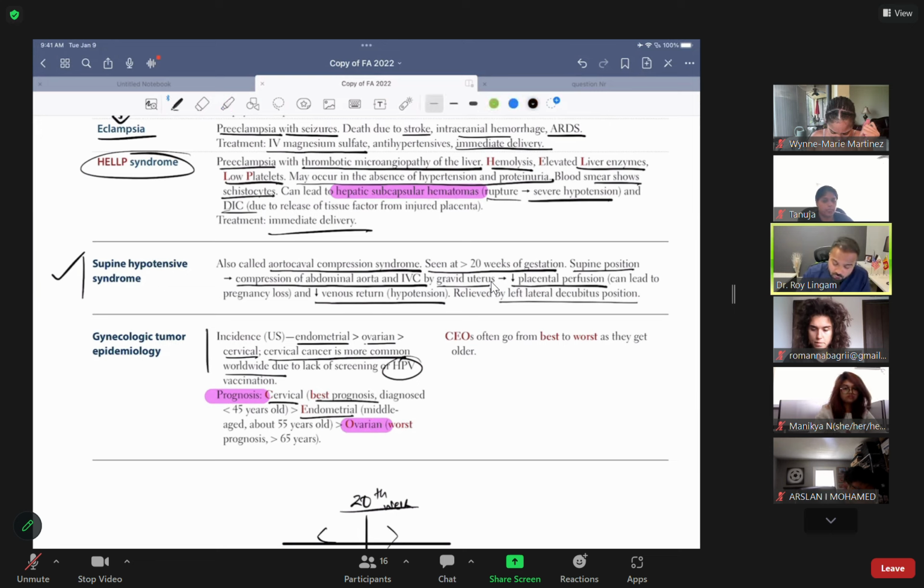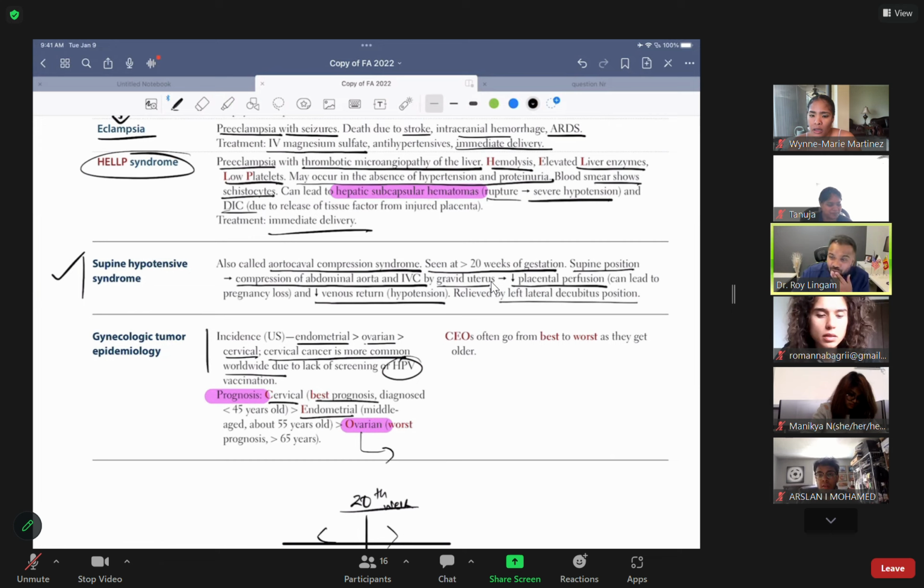So what's the name of the GI disorder that's associated with ovarian cancer? Don't give me preeclampsia. So what GI disorder is associated with ovarian cancer?